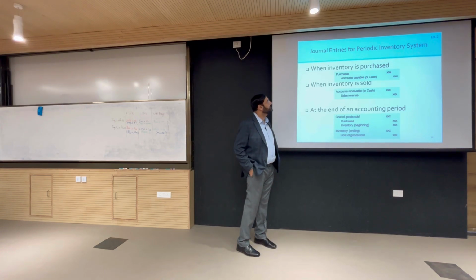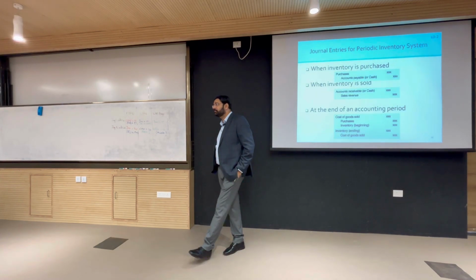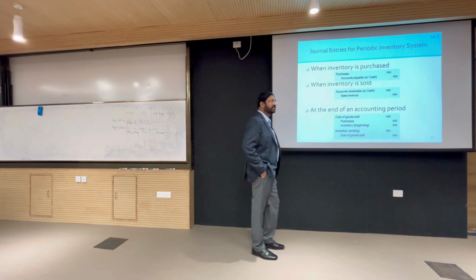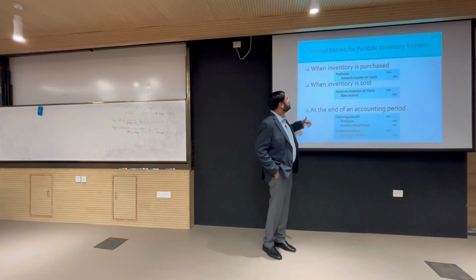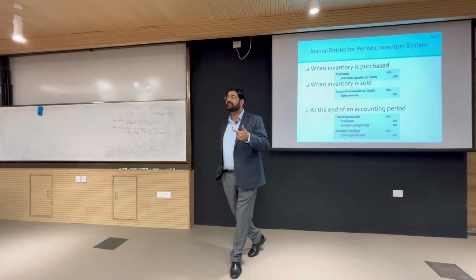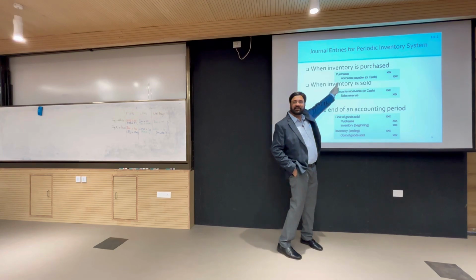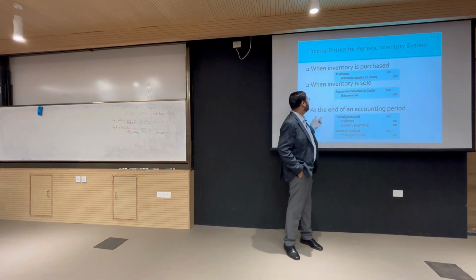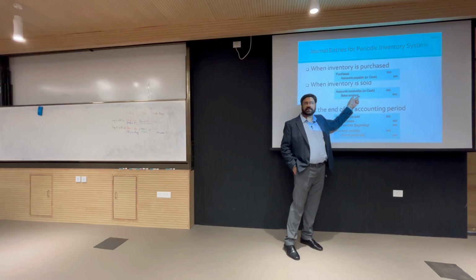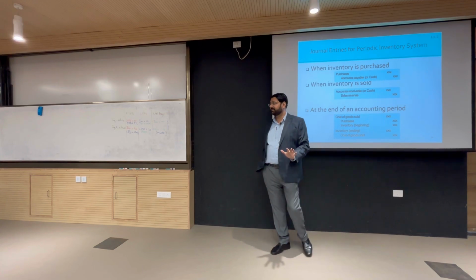So what are the journal entries to be passed under the periodic system? This is what you are used to. All our BCom and BBA friends have been used to this since your BCom 11-12 days, right? So when you purchase something, what do you do? You say purchase account is debited and either cash or accounts payable is credited. When you sell something, accounts receivable or cash, depending on cash or credit sale, is debited and sales revenue is credited.